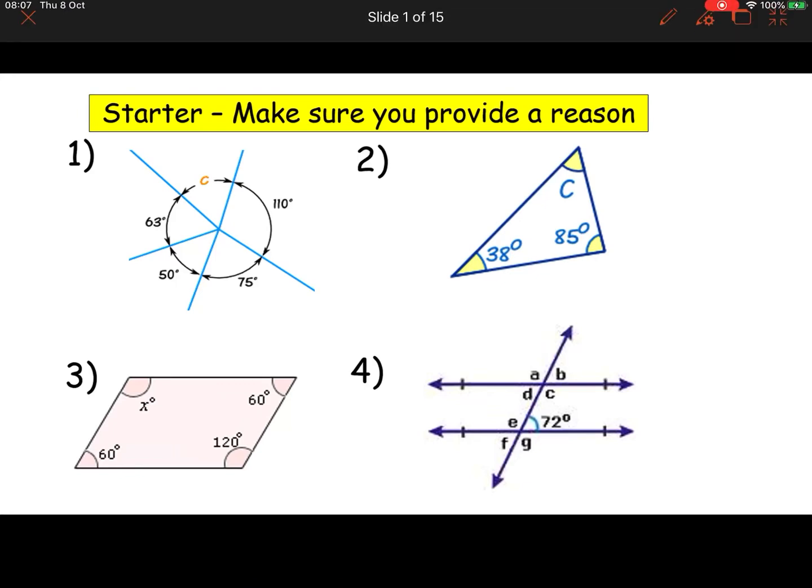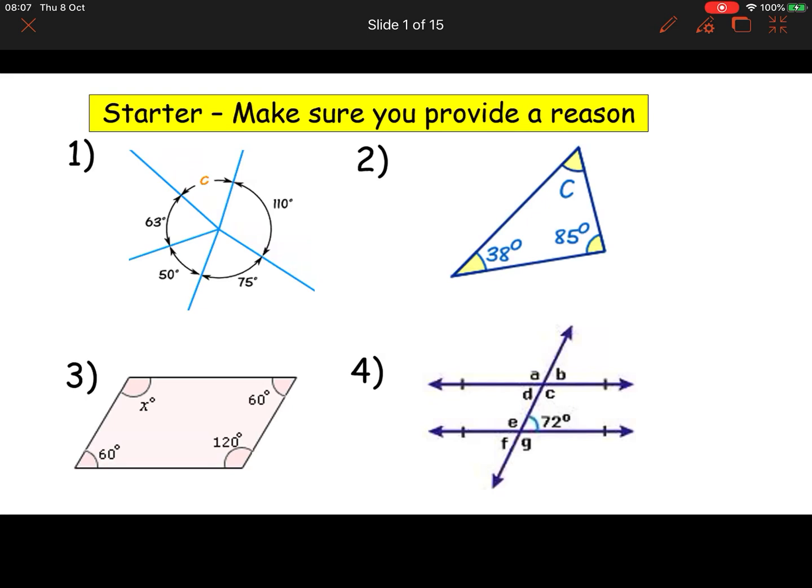This week we're going to learn about angles, and specifically angles in polygons. I'll explain exactly what is meant by a polygon in a minute, but first of all, I want to just see whether you can remember some basic angle facts.